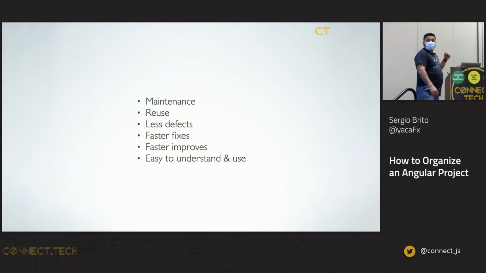Also, when we organize our code, we are trying to solve certain things. We want to improve our maintenance, reuse our components, have fewer defects, have faster fixes and improvements, and make things easy to understand and use. And having that is complicated, right? It's crazy, and more so when you are working with a lot of other developers. Because one thing all developers need to have from the first moment is to follow best practices. And to be honest, not all of us follow best practices all the time. So for example, how many of you use any in your code?